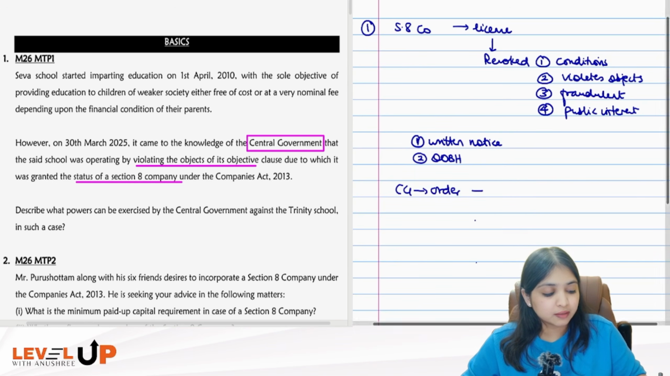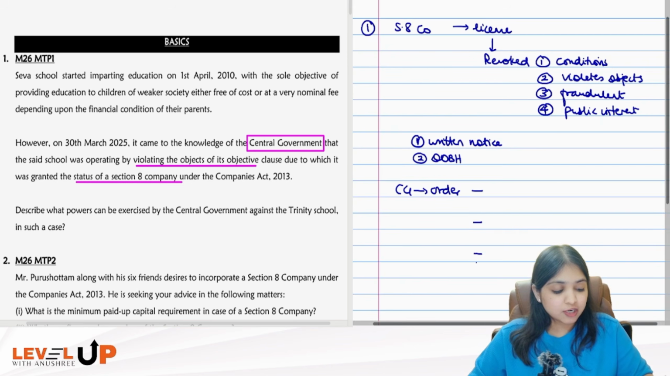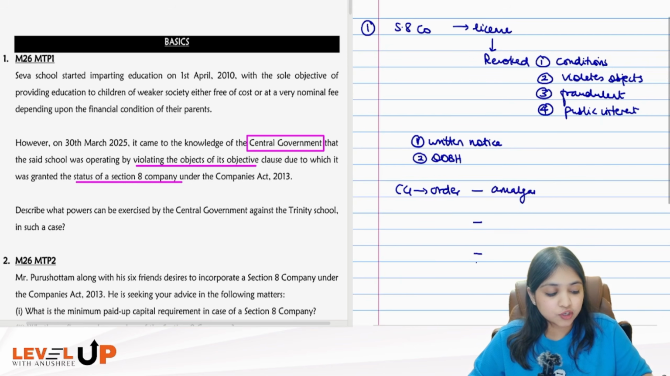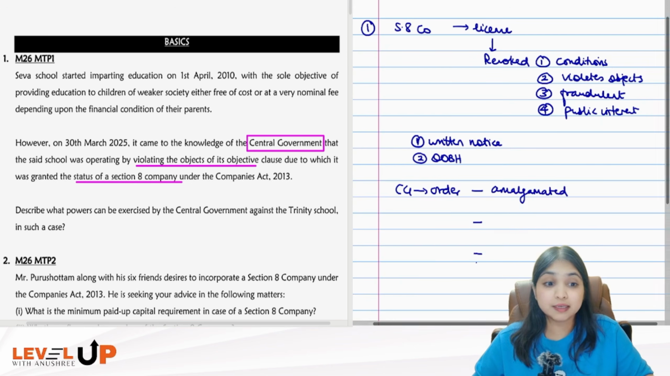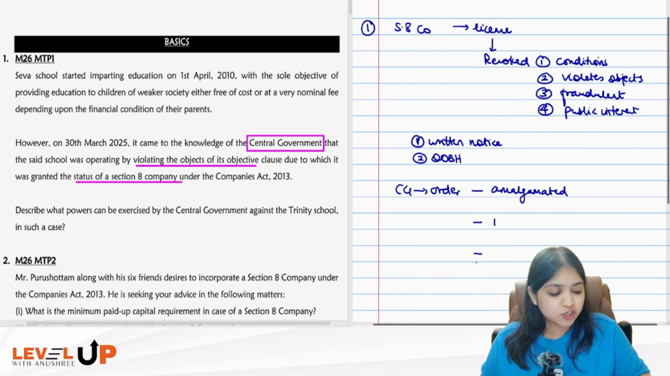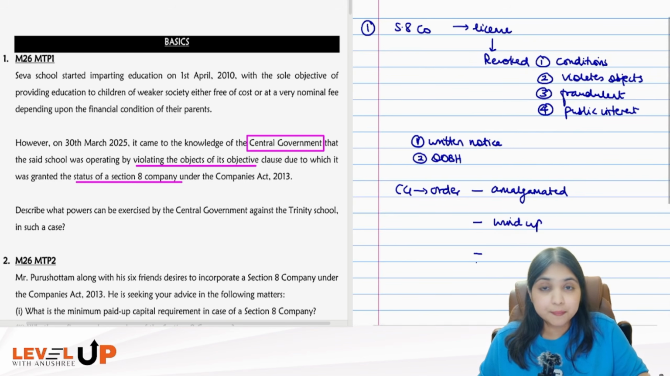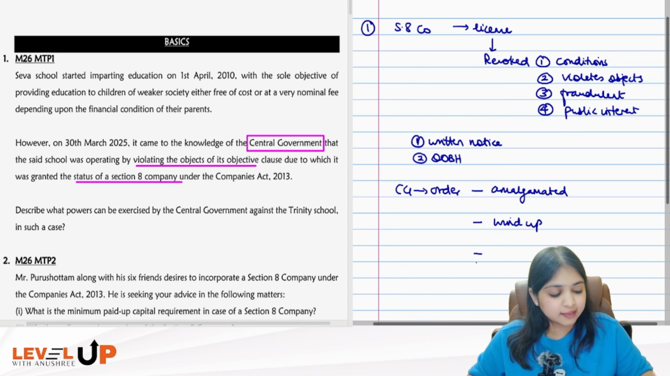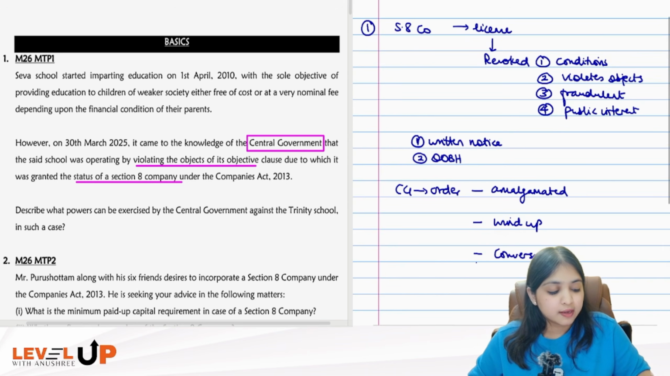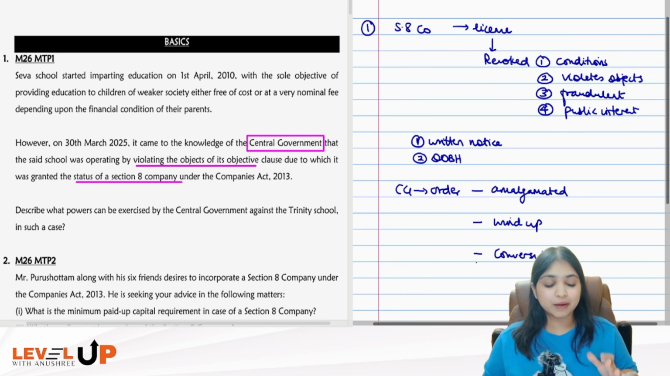What order? There are three options. Central government will pass any of these three orders. Either central government will pass an order saying that this Section 8 company will now be amalgamated with some other Section 8 company having similar objects, or the central government will pass an order saying that the Section 8 company has to be simply wound up, or the central government will pass an order saying that the Section 8 company will be converted. It will be converted either into a public company or private company.